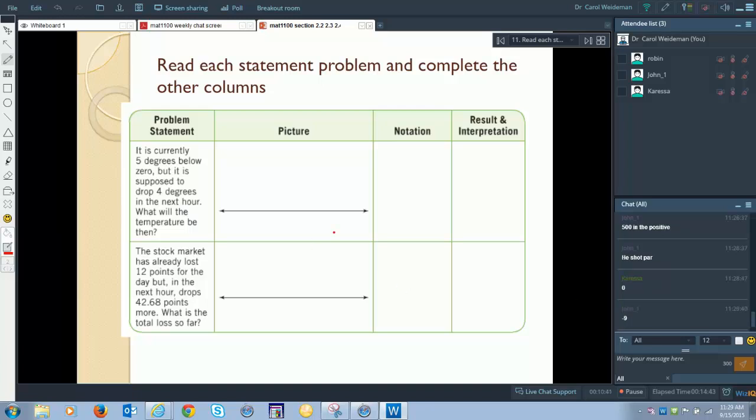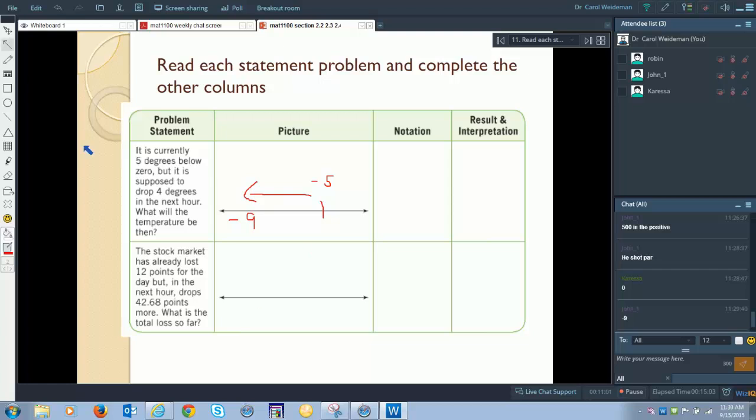He's got a -9. Very good, John. So let's see. You started here. And again, it's easier for you guys to do this in your books. At -5. And then what did it say? It dropped 4 more. So you're going to go 4 more drop. And John's right. You end up at -9. Okay?